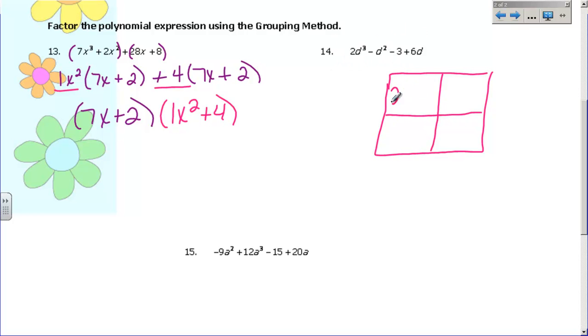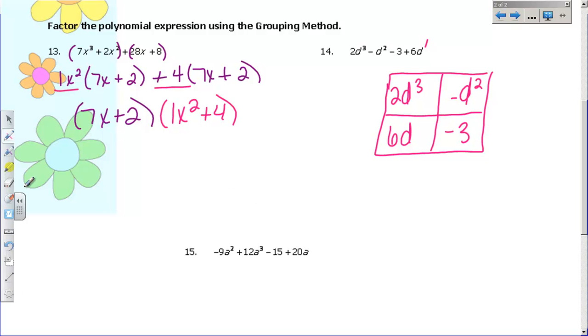2d to the third goes in this top corner. Negative d squared goes here. The next one is going to be the 6d. It's got to go right here because we're going to go in order, d to the third, d squared, d to the first, and then no d. And so then the negative 3 goes here. So we always have to make sure we go in order: d to the third, d squared, d to the first, no d.